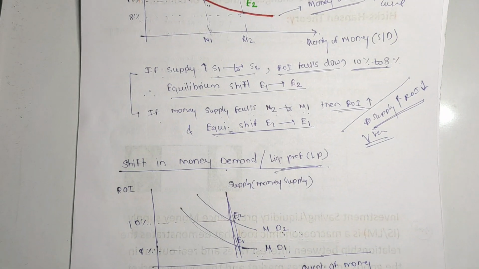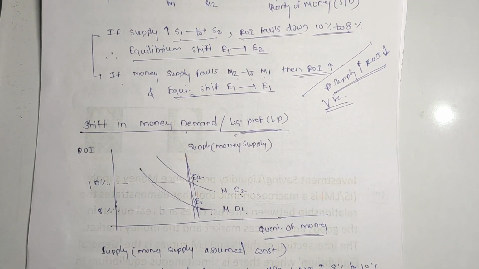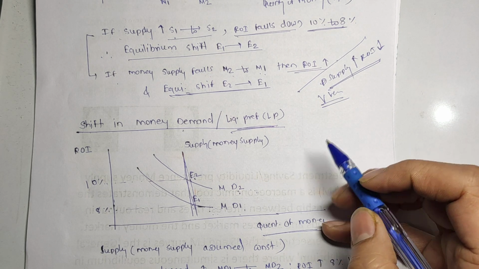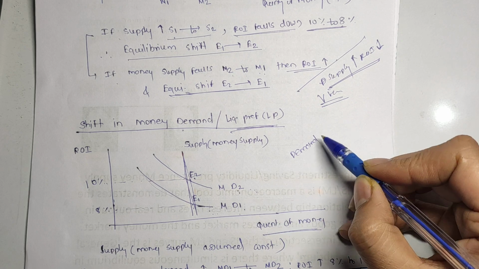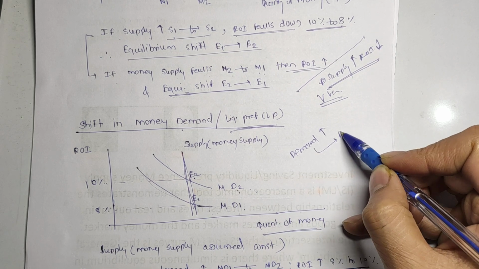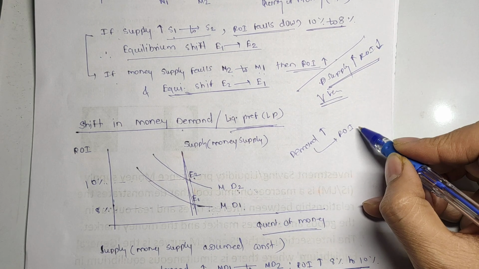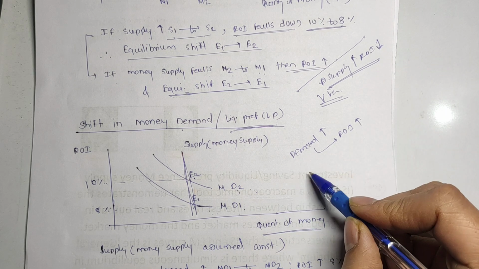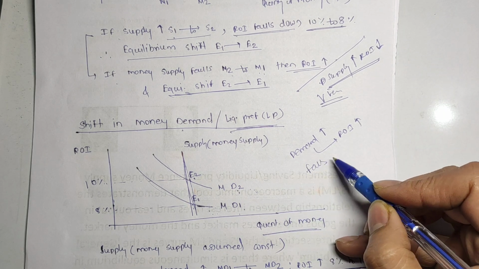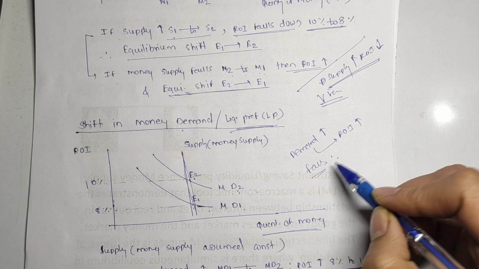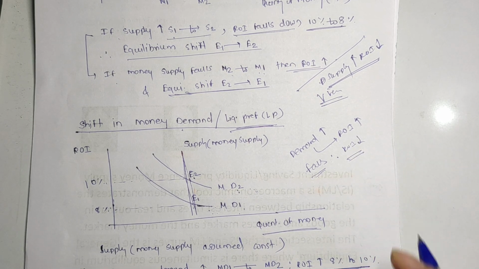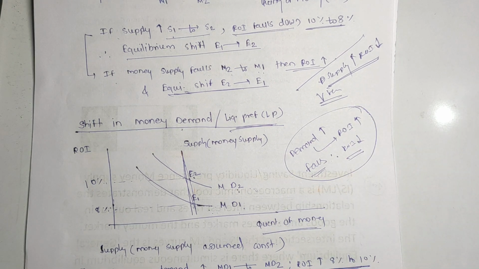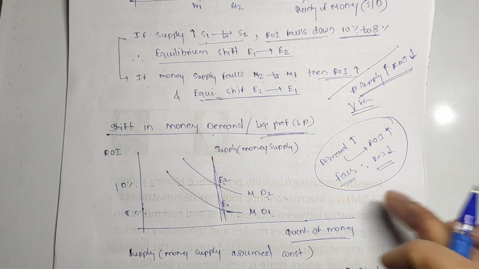That is basically, what is the conclusion? The simple conclusion is: if demand is more, then what happens? The rate of interest will increase. If demand falls, that means the rate of interest will be reduced. Okay, that is the basic one line you have to take from all those graphs.